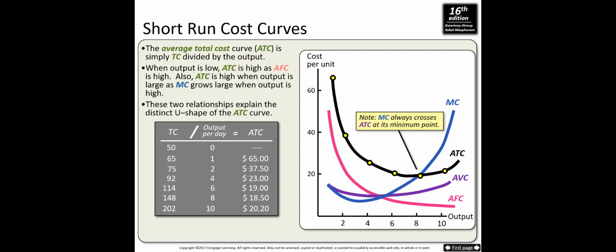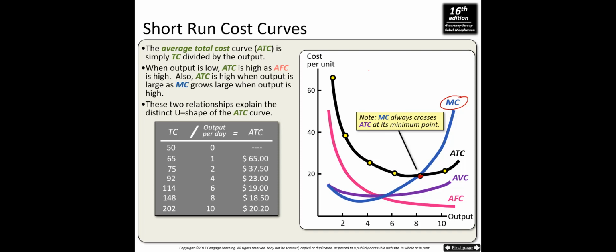The average total cost curve is ATC here. It looks very similar to AVC, but it's above the AVC because you have to add the fixed cost, average fixed cost, to get ATC. It decreases first and then increases. And the marginal cost curve always intersects at the minimum point of ATC. So MC always crosses ATC at its minimum point.